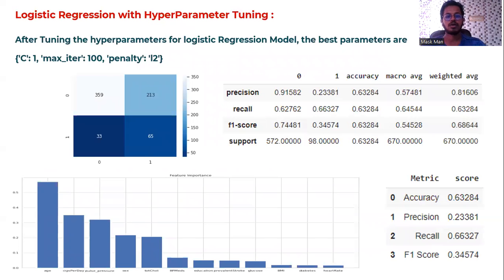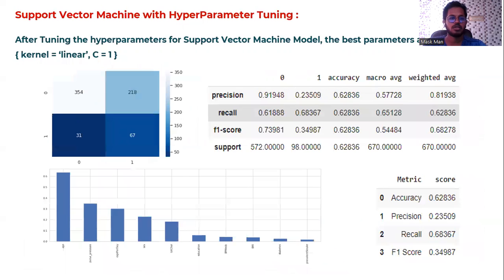And after that, just tune the hyperparameters of each model. So let's see logistic regression with hyperparameter tuning. Here, after hyperparameter tuning, the best hyperparameters are C equal to 1, max iter equal to 100, penalty is L2. And we can see the feature importance. The age feature has more importance, and it has a recall of 66% and a precision of 23% and an F1 score of 34%. And this is the precision, recall, F1, support. This is the classification report of the model.